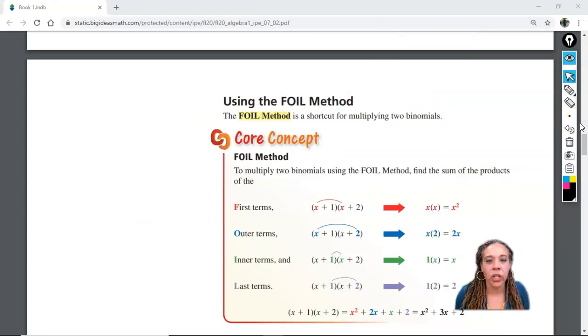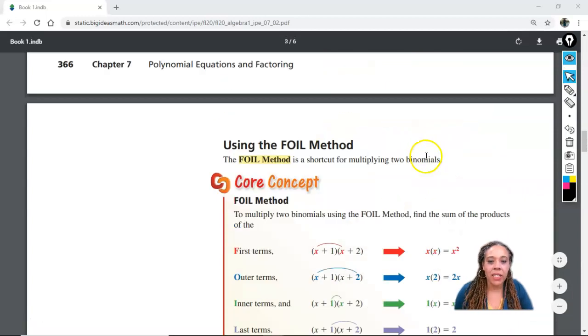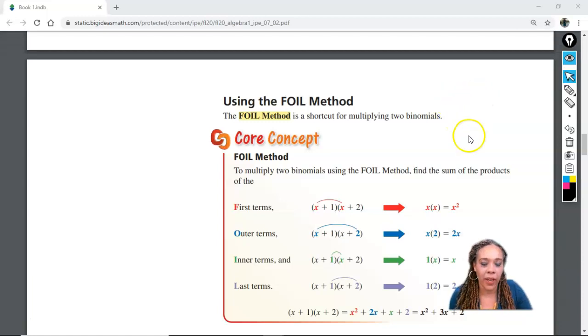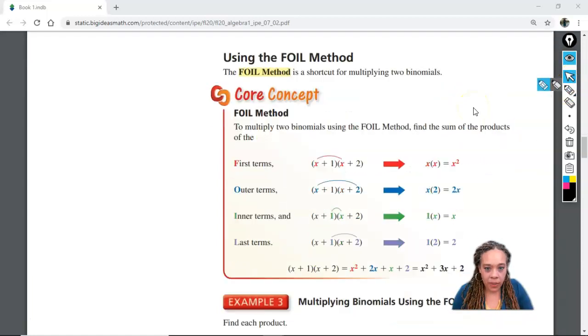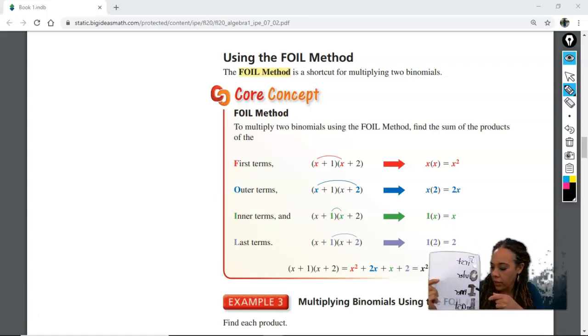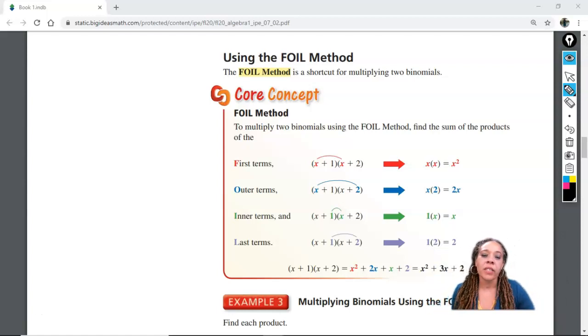Okay, but first I want you to go to the very next page. This looks like page 367. And let's take a look at the second method that I want to show you today, which is the FOIL method, okay? So let me pull this up a little bit here and grab my pen or pencil. The FOIL method is what most people do, mainly because it's pretty quick and easy. We're going to do the first, outer, inner, and last terms in our binomials, okay? And so this is how this looks.